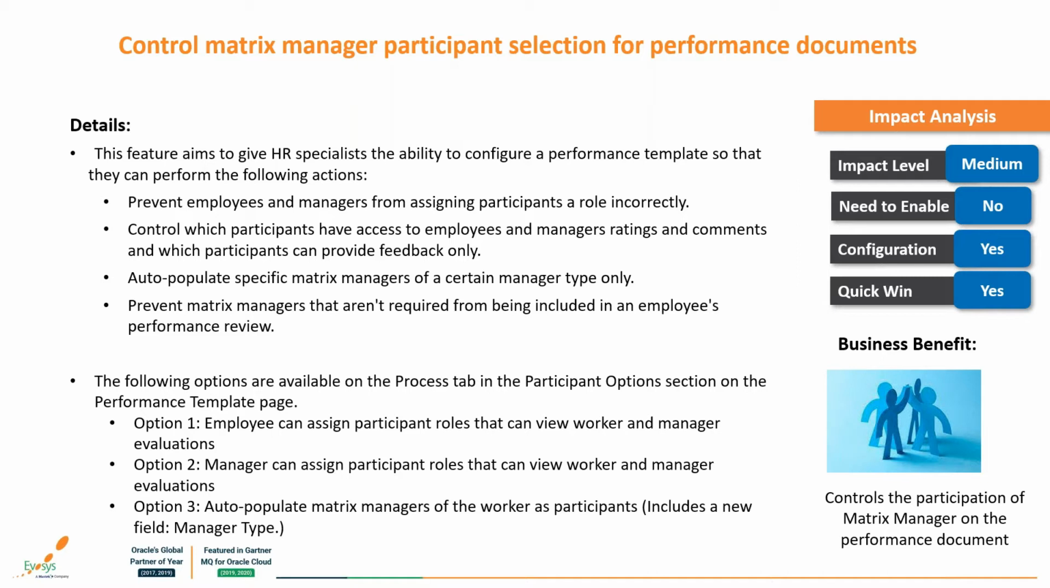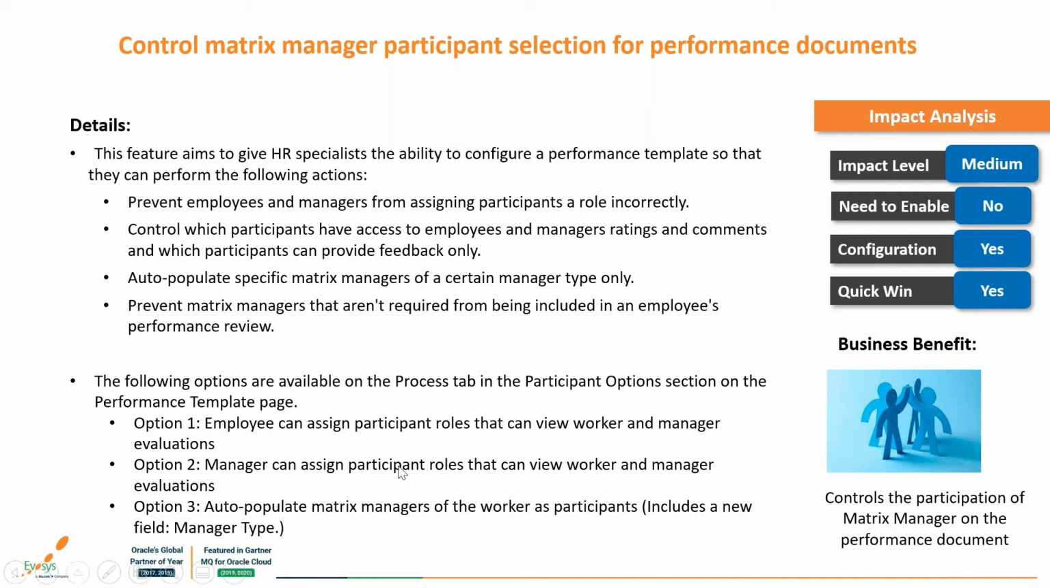The third action that an HR specialist can perform is to auto-populate specific metrics managers of a certain manager type. Let's say the HR specialist can configure the performance template in such a way that project manager type managers will be considered as participants. That can also be possible after 21B. And the last action is to prevent metrics managers that aren't required from being included in an employee's performance review.